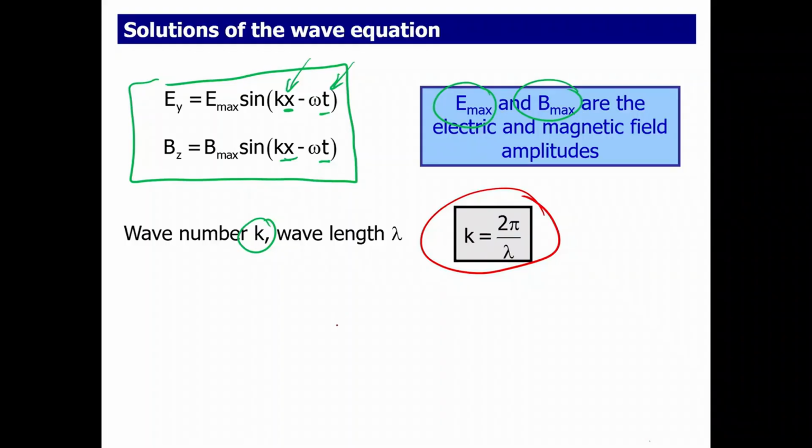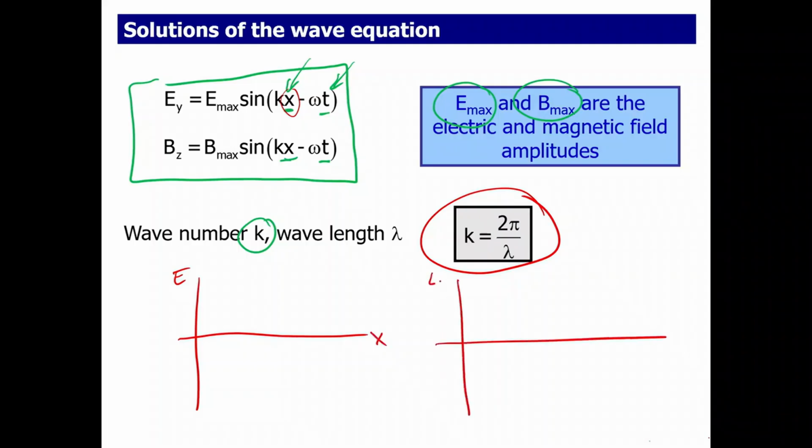The wavelength relates to the space dimension that we have in our equation. So for example, I can look at this electric field equation as a function of x, or I can look at the electric field as a function of t. So if I was looking at it as a function of x, my sine function would look something like this.